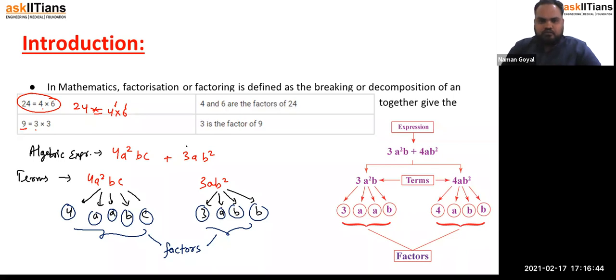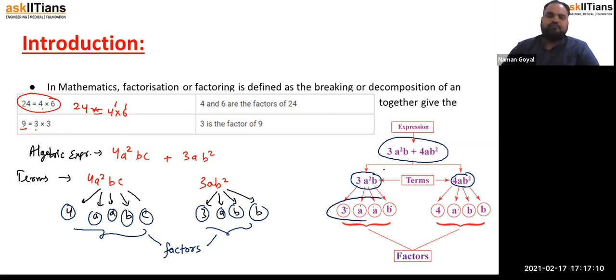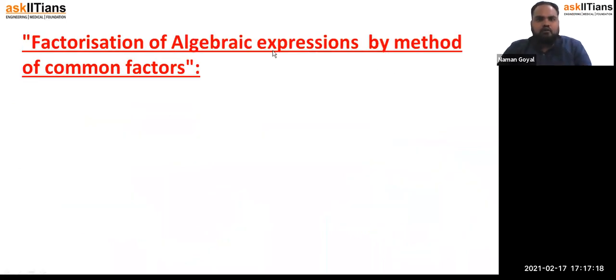We have another example, 3a square b plus 4ab square. First of all, we write down the separate terms. How many terms are there? Two terms. The first term is 3a square b and the second term is 4ab square. Now when we do factorization of these, we get 3, a, a, b and 4, a, b, b. These are the factors of these terms. Are you getting my point? An expression is made up of terms, and terms are made up of factors, right? Now there is a method of factorization.